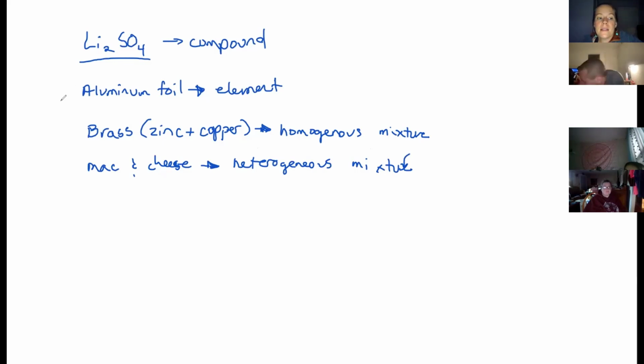So this thing here, elements, there's only 118 or so of them. Compounds, there are a lot of them. Mixtures, lots of mixtures. You can make all sorts of mixtures.